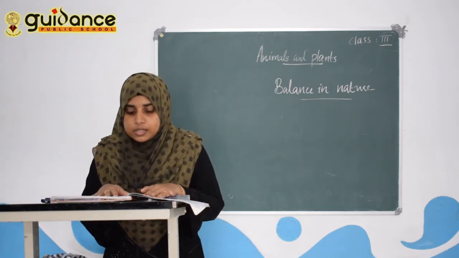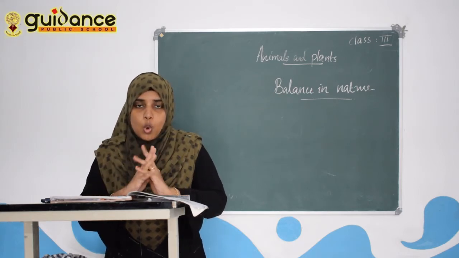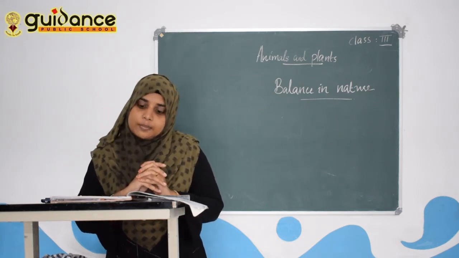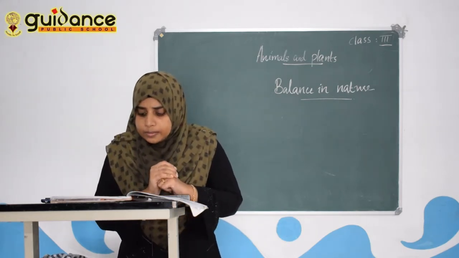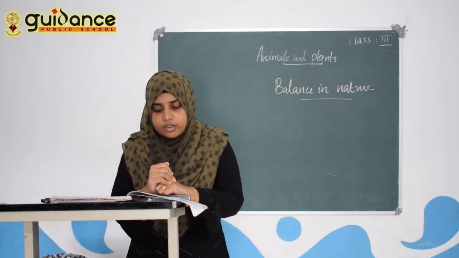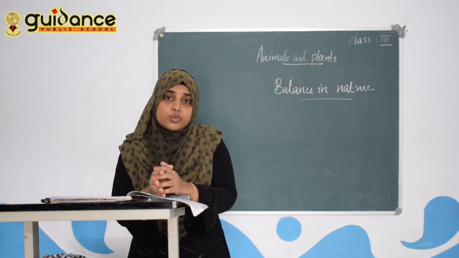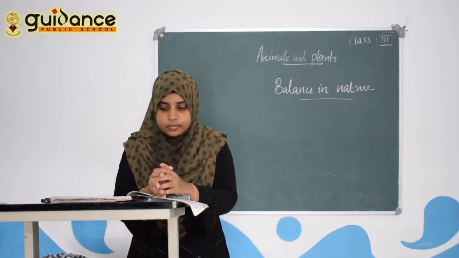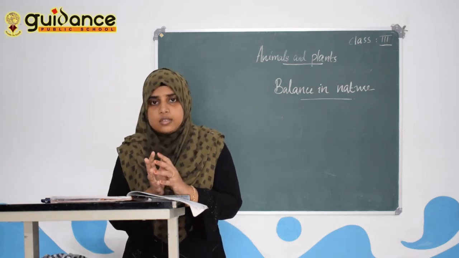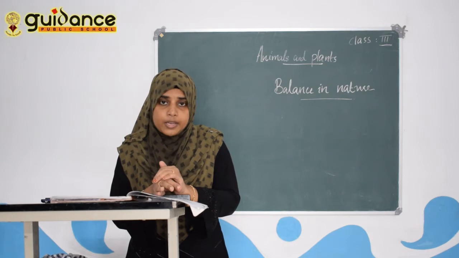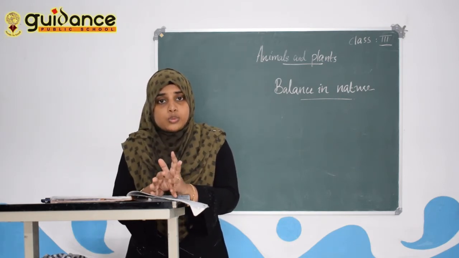In this chapter's next portion, animals and plants depend on each other. Though animals and plants are different from each other, they depend on each other for what? To live.